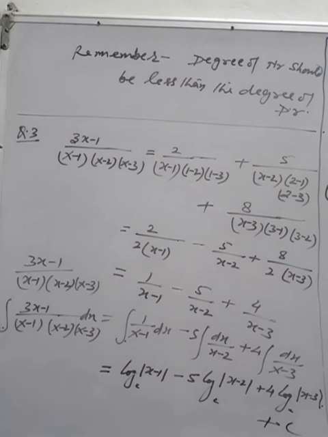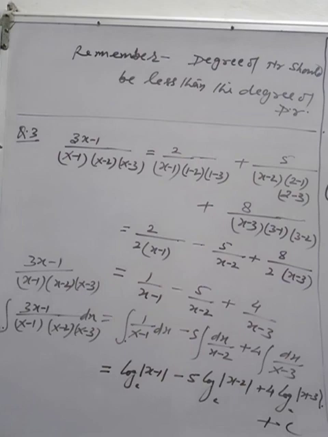Now simplify, what will we get? If there are 3 linear factors, you will have 3 parts. First part 2 upon (2x minus 1), second minus 5 upon (x minus 2), third is 8 upon (2x minus 3). Means (3x minus 1) upon (x minus 1)(x minus 2)(x minus 3) is equal to, after resolving, in the last step, 1 upon (x minus 1) minus 5 upon (x minus 2) plus 4 upon (x minus 3). Now integrating both sides.